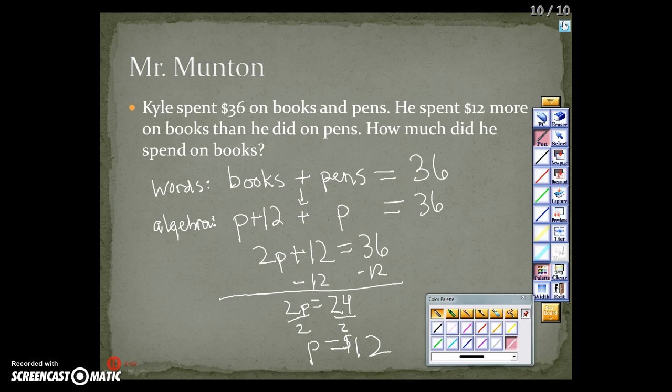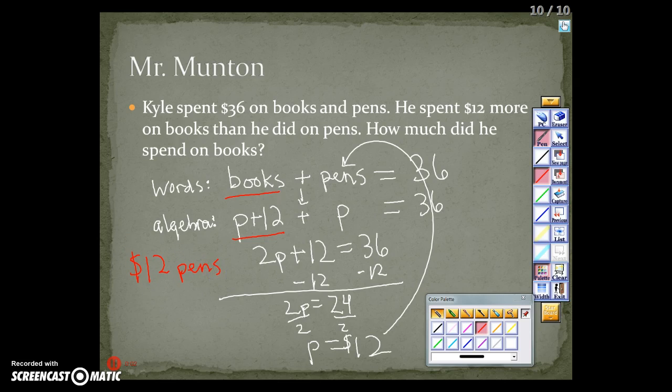Well, actually, let's go back and look. P represented pens, right? So, I'm going to switch colors here. That $12 is how much he spent on pens. We know that, $12 on pens. We want to know how much did he spend on books. Okay, books was that number plus 12. So here it is. He spent $12 on pens.